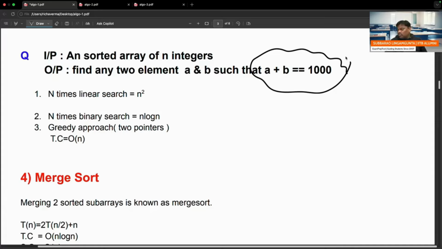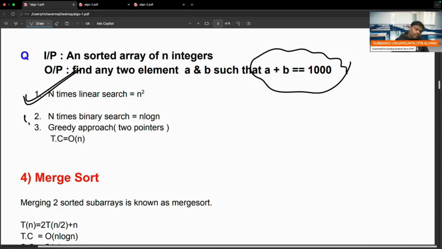After sorting, take the last two people, or directly find out the two maximums. Right now, exactly two people, exactly two. I want two people whose sum is exactly 1000, not more, not less. Then I think you can apply n times linear search. The first person will ask all the people if anyone is there such that both of our sum is 1000, that is n time linear search.